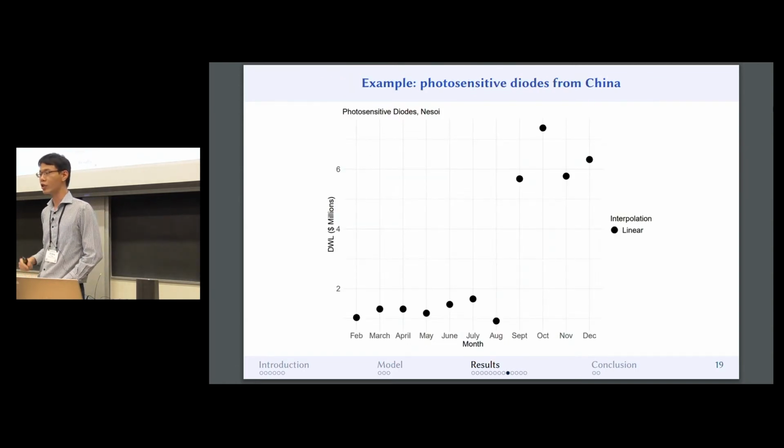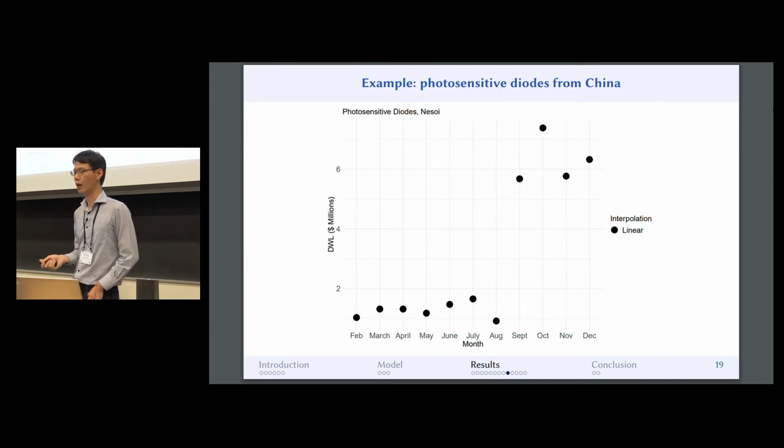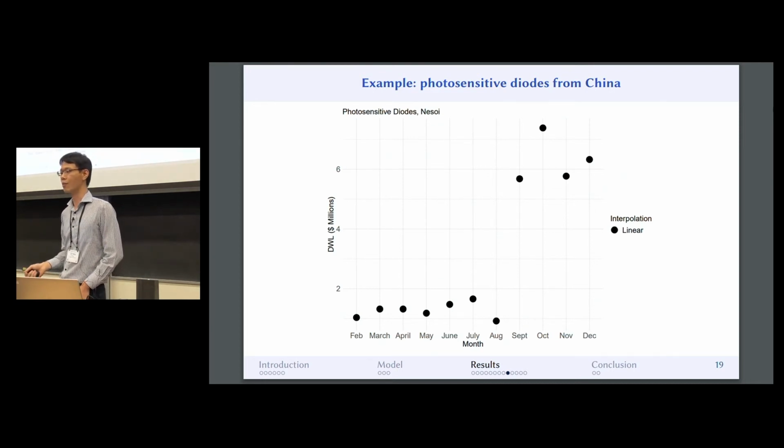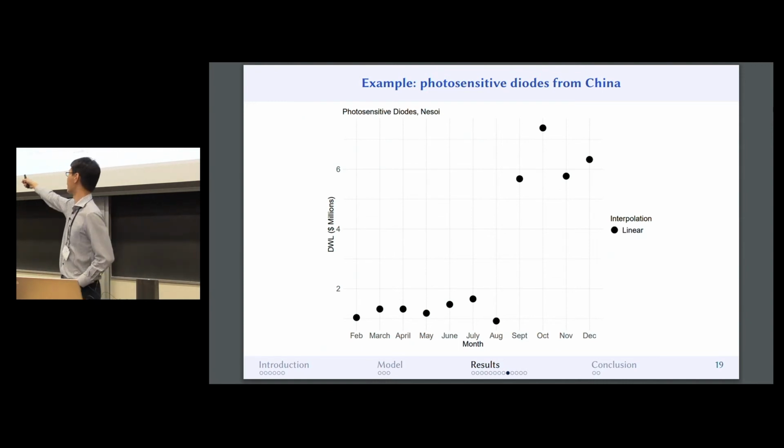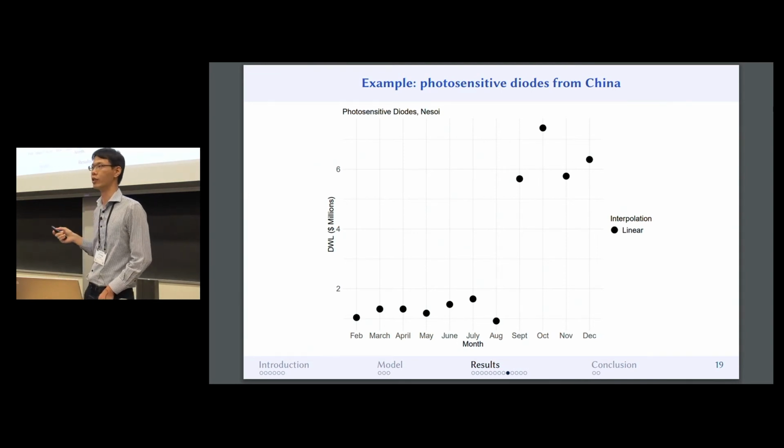Right, so if we just look at a single product that was affected by this sequence of tariffs, so let's just look at photosensitive diodes that were imported from China. This is a plot of deadweight loss in millions of dollars against what you see on the horizontal axis, which is each month, right? So presumably here, a large tariff was introduced in August of 2018, and so that's why you see that the deadweight loss suddenly jumps from about 1.5 to something closer to 6 on average, right? So these plots that you see assume a linear interpolation.